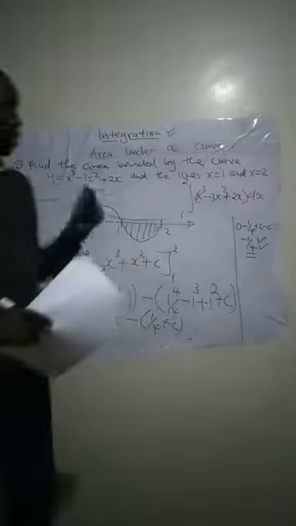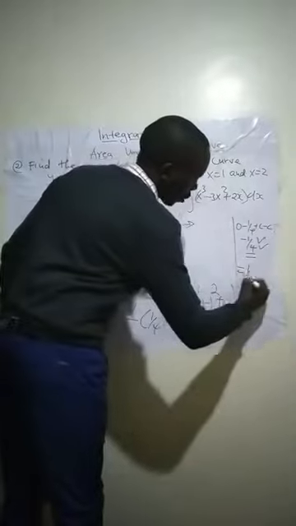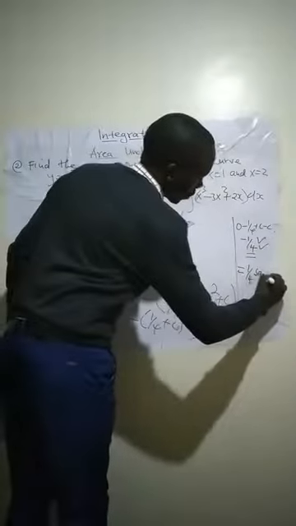But in actual sense, the area is not negative 1 over 4, but it is 1 over 4. The negative is simply meant to indicate that the area is below the x-axis. So our answer should be positive 1 over 4 square units.